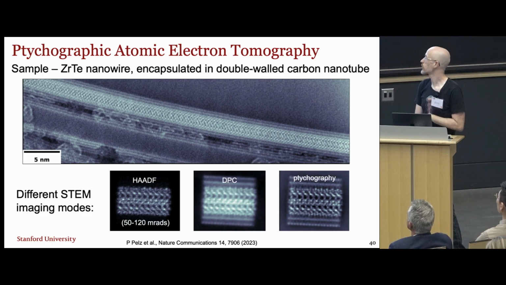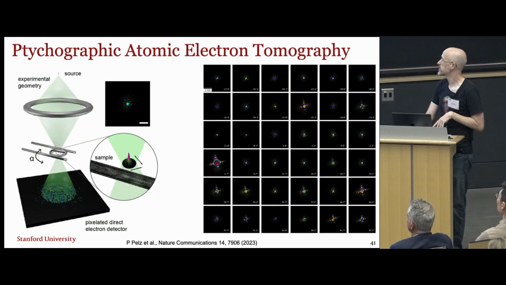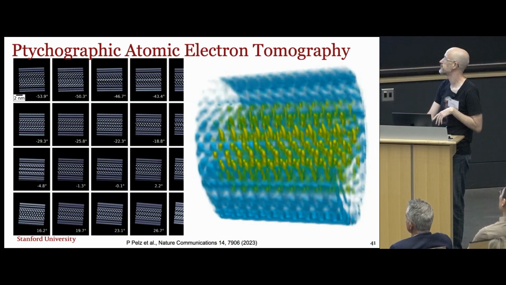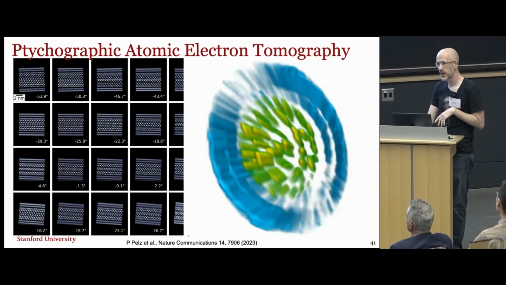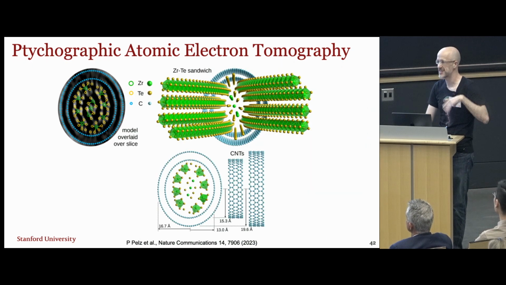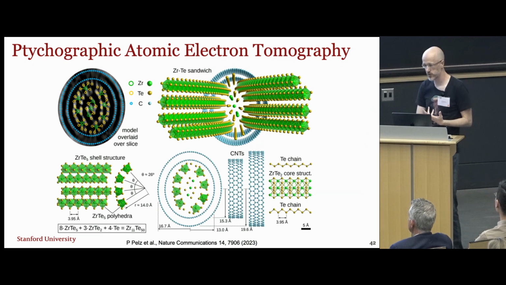So I'll end with one more example, combining ptychography and tomography. We did it in 2023 for this double-wall carbon nanotube with zirconium tellurium inside. And we were able to get every single atom, even the light carbon atoms, although it's a little sketchy in the missing wedge direction, and solve the structure here.